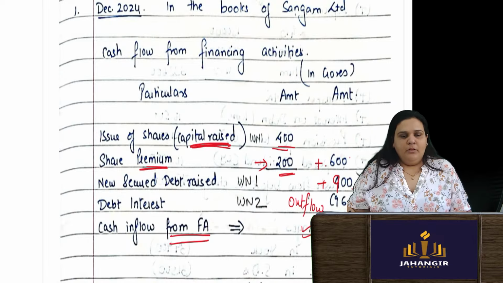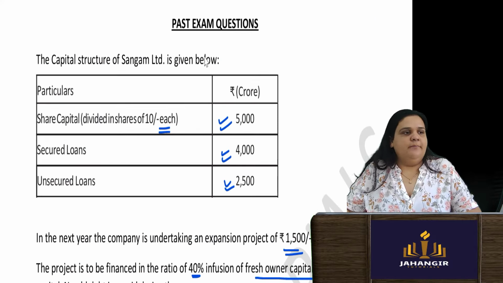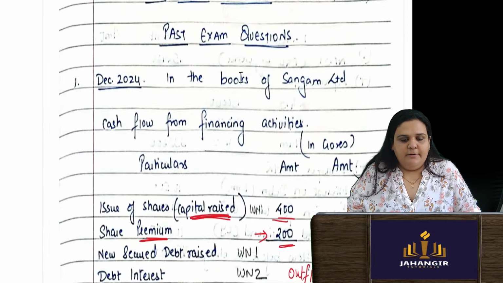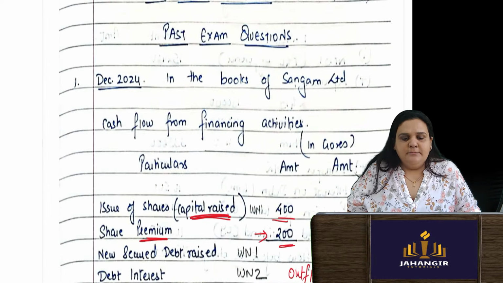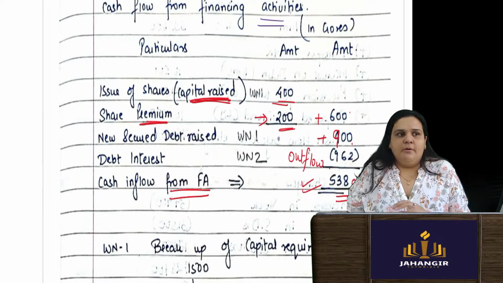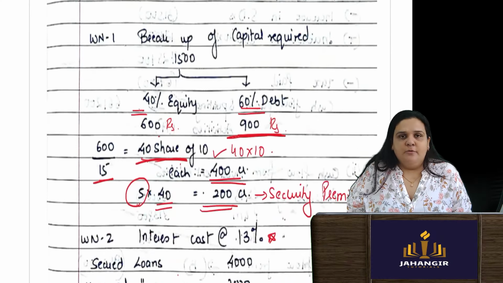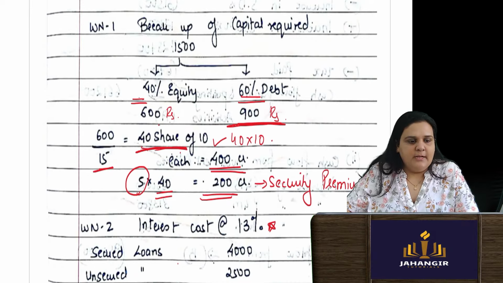Okay. So this is your December 24 attempt sum. Capital structure of Sangam Limited. Now what I am writing is, they want us to find cash flow from financing activity. Particulars, amount, rupees in crores. First I will do the working note for you all. Now you see this breakup.